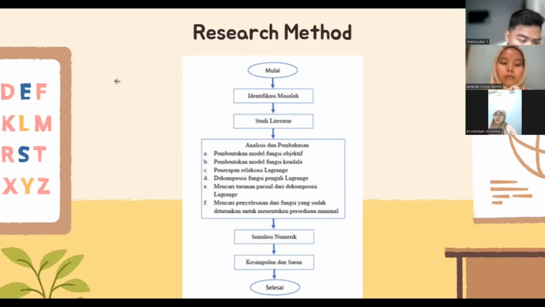The last stage is simulation, where the author conducts a numerical trial of the model that has been formed using MATLAB software. This simulation aims to test the performance of the model that has been designed in optimizing the total cost of spare part inventory by considering different customer classes.